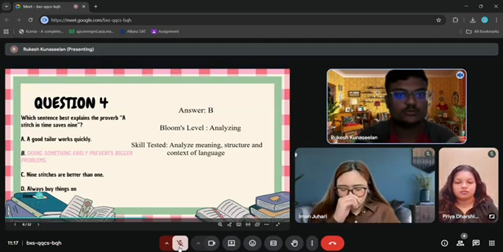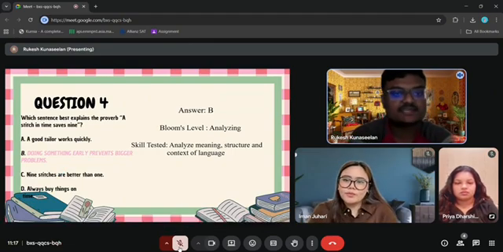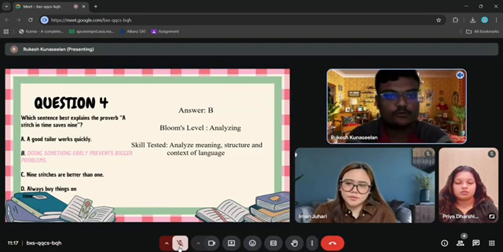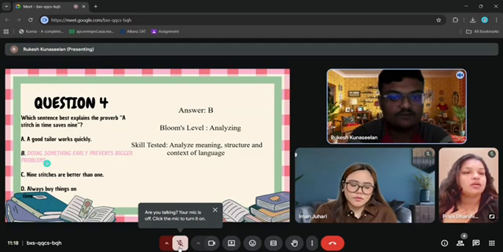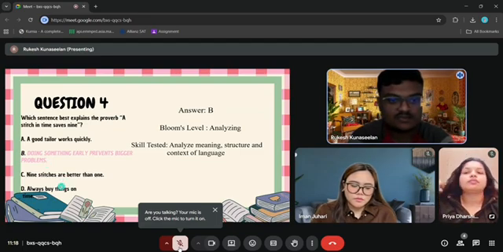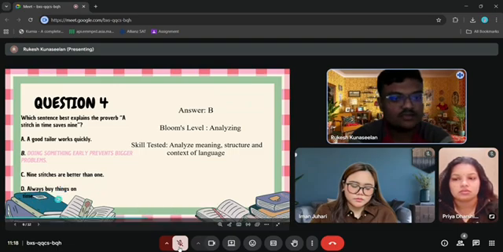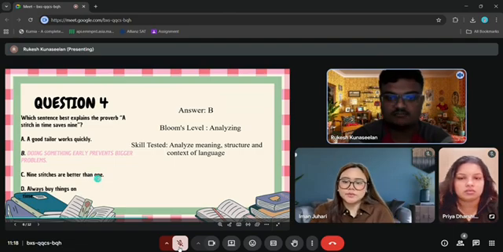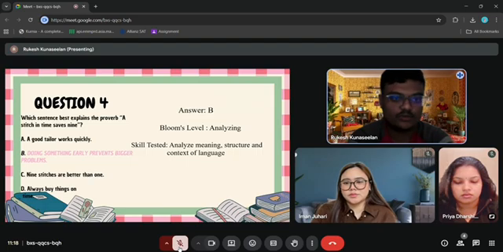Now I'm going to present my parts, that is the questions. Okay, let's see. Which sentence best explains the proverb "a stitch in time saves nine"? A, a good tailor works quickly. B, doing something early prevents bigger problems. C, nine stitches are better than one. And D, always buy things on time. The answer is B, and the Bloom level is analyzing. The skill tested is analyzing the meaning, structure, and context of language.